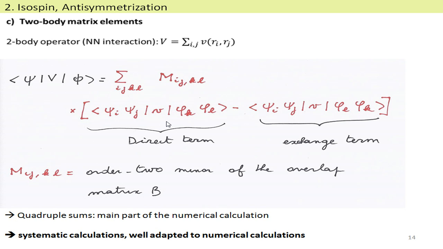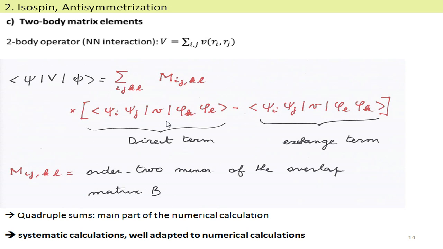Now, the things are a little bit more complicated for a two-body operator, because here you have a double sum. So you repeat exactly the same algebra as before, and then you can express this matrix element as a quadruple sum, ijkl. So you have here individual matrix elements and order 2 minor of the overlap matrix. So here it means that you remove 2 columns and 2 lines of the matrix. And you have here 2 terms.